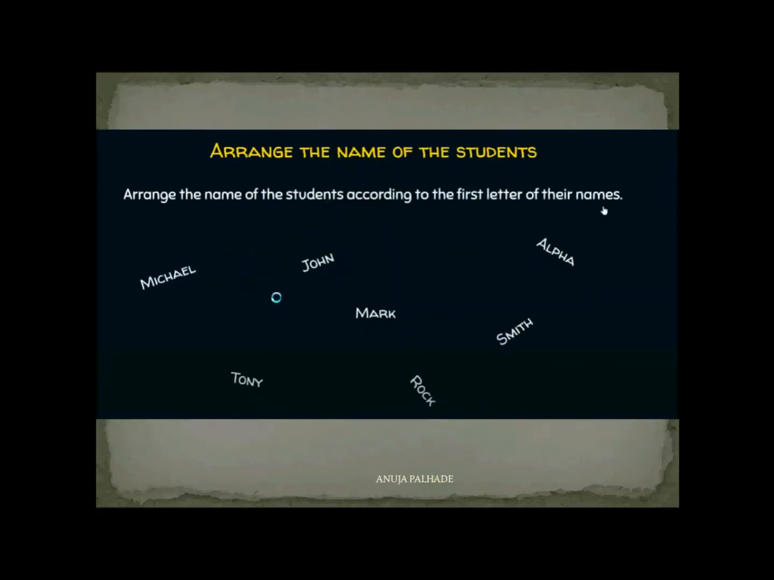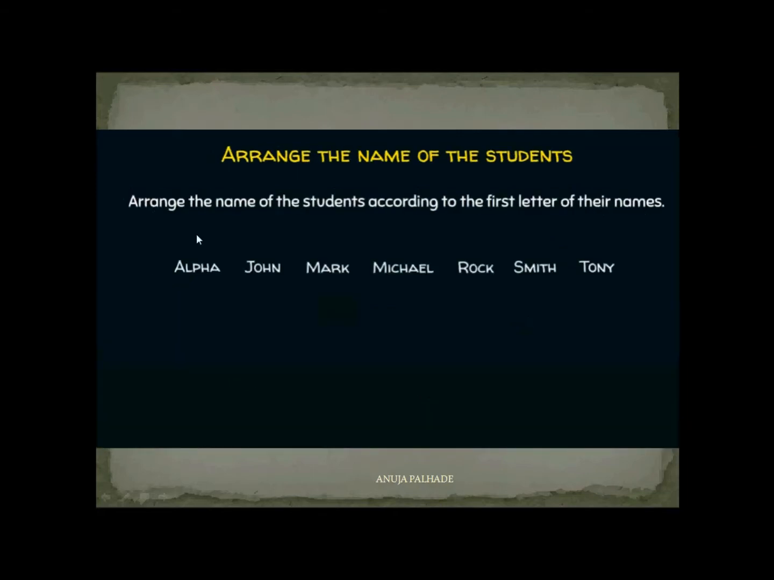Starting with the linked list, our task is to arrange the names of the students sequentially, according to the first letters of their names. The students are here and there, and we have to arrange them. So this will be the arrangement alphabetically of the names, isn't it? It's correct. So my question is, how to store these names in memory?